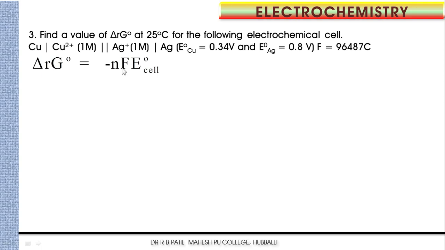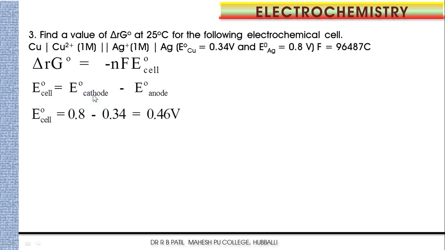Individual values they have given. So which one is the cathode? Silver. Which one is the anode? Copper. So E naught cell is equal to what? E naught cathode minus E naught anode. Which one is the cathode, students? It is silver. So what is the value of silver? 0.8. What is the value of copper? 0.34. So if I subtract, what do I get? 0.46 volt.